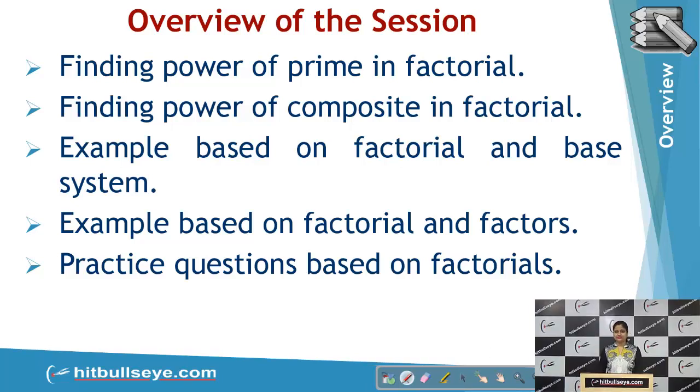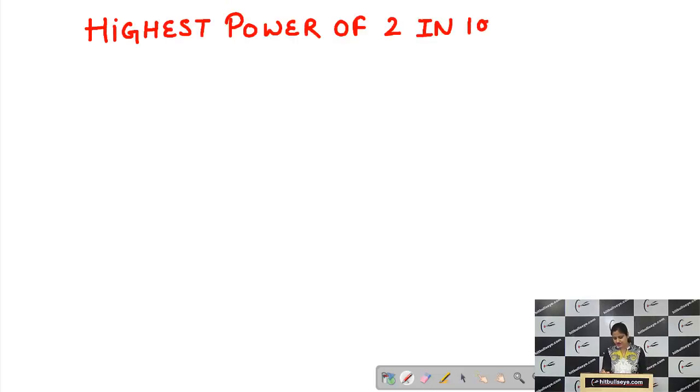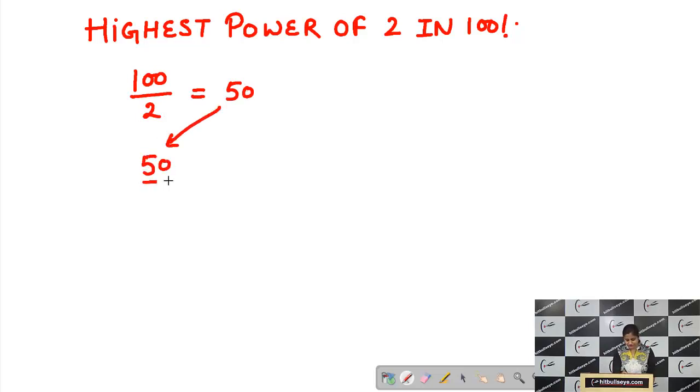Let us take a smaller example to understand this concept. My question is, find the highest power of 2 in 100 factorial. What is the method to do this? We'll successively divide 100 by 2. First of all, we will take 100 by 2, which is 50. We'll consider only the quotient. Then we will take 50 by 2, which is 25.